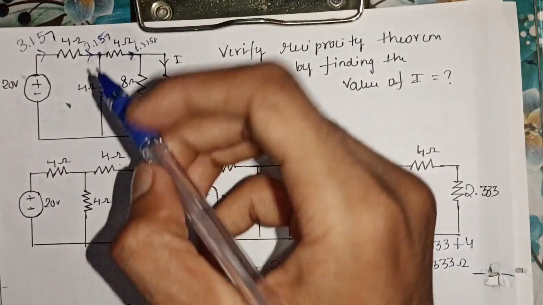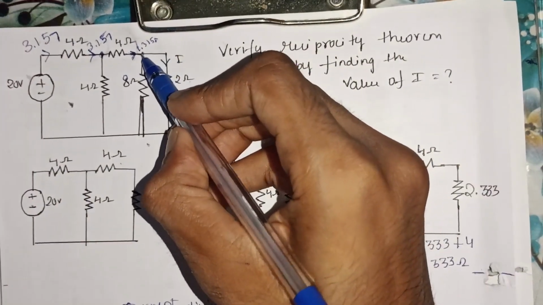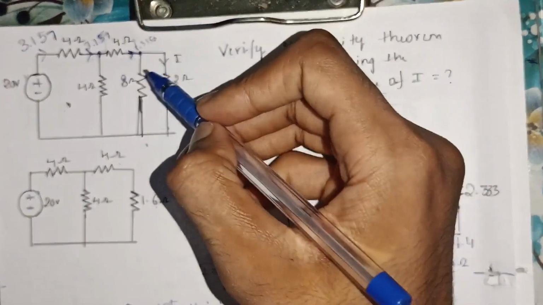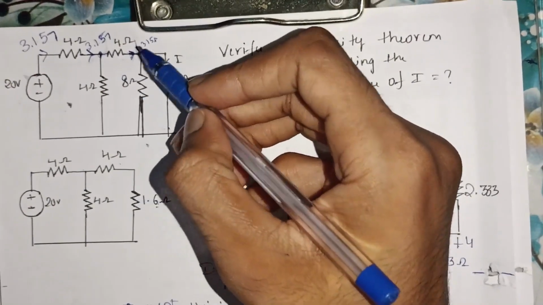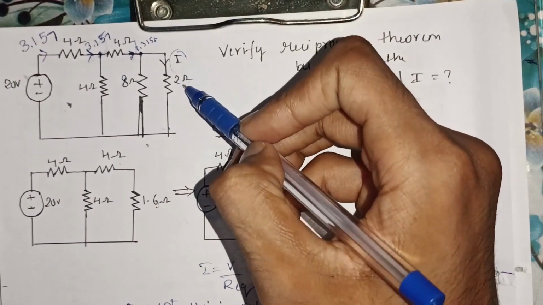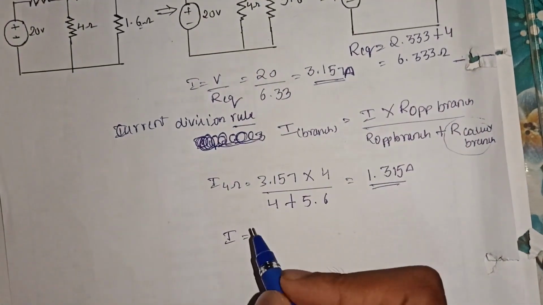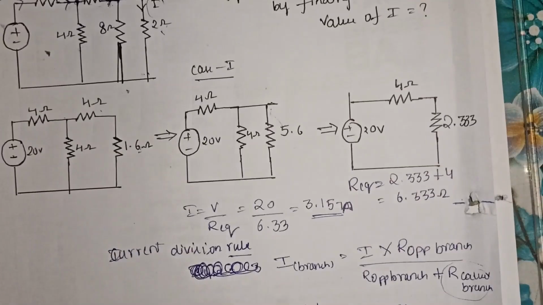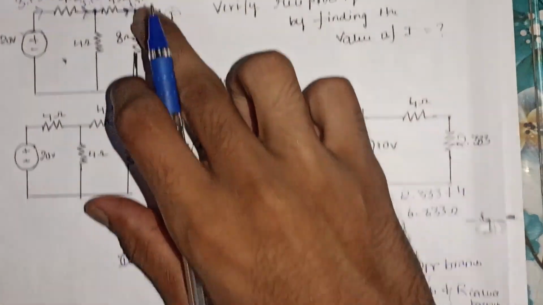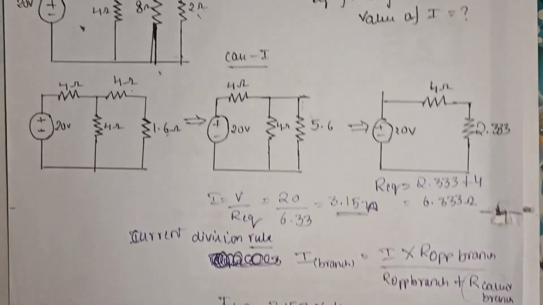Again, this 1.315 ampere current gets split at this node into two paths. That is, part of it enters the 8 ohm, another part of it enters the 2 ohm resistance. Since I have to calculate the value of current I that is entering the 2 ohm resistance, I take the same convention: I is equal to the main current, which is the calculated one, 1.315 ampere, multiplied by the resistance of the other branch.